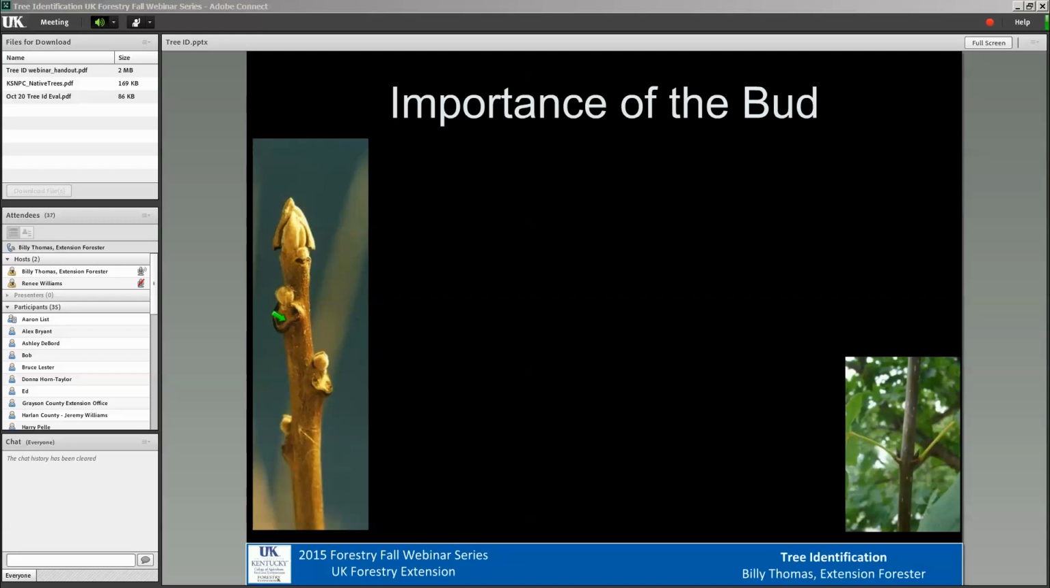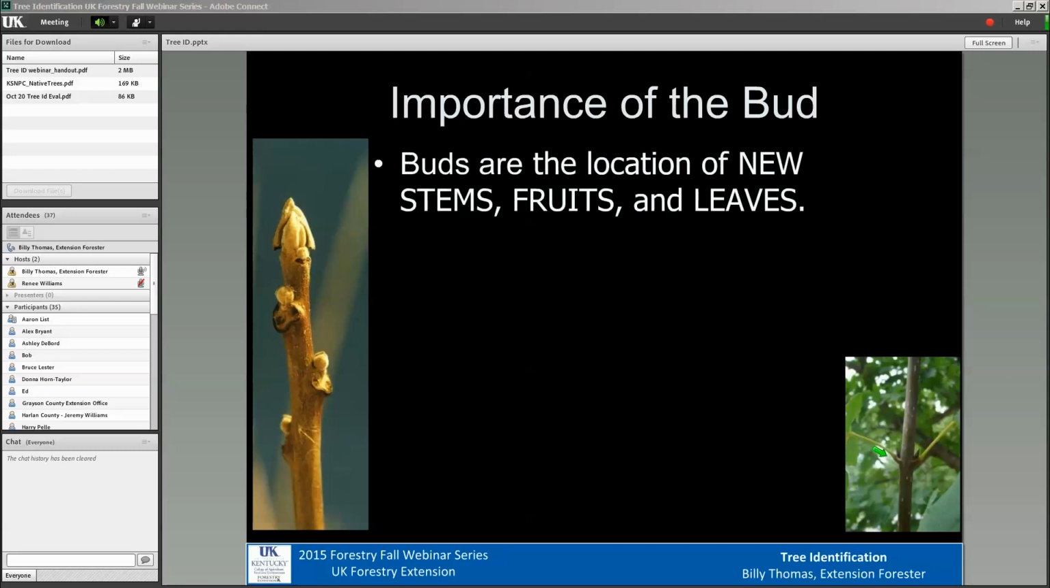And then if we contrast that over to here, we see that this tree, which is a little maple, has opposite branching. So you see there's one there and then one there. So that's an important clue to what we're dealing with. Now these buds are really important.